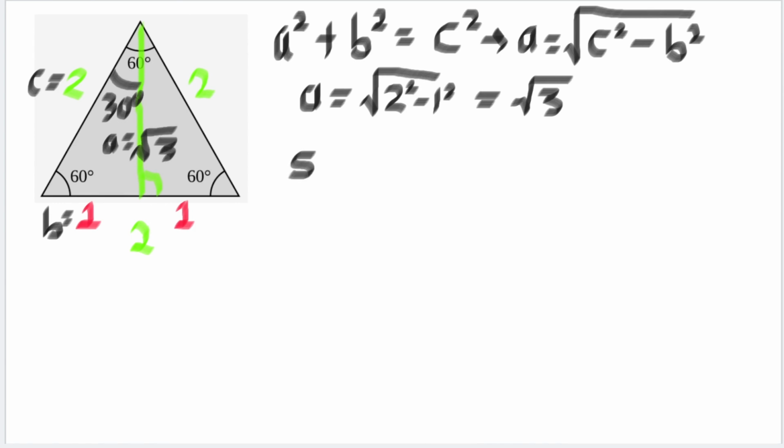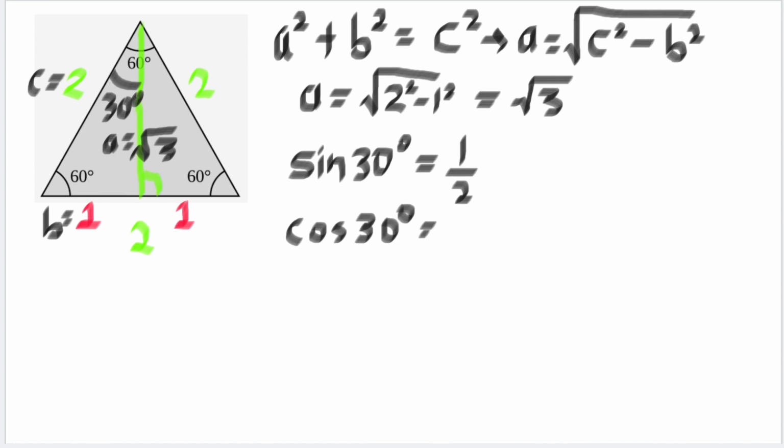So now I'm ready to find the sine of 30 degrees. Sine of 30 degrees is opposite, so the opposite here is 1, divided by the hypotenuse. The hypotenuse is 2, so the ratio here is 1/2. And then we do the same thing with cosine of 30 degrees. Cosine is adjacent, so the side that is adjacent to 30 degrees is square root of 3, and then divided by the hypotenuse, which is 2. So that is the ratio.